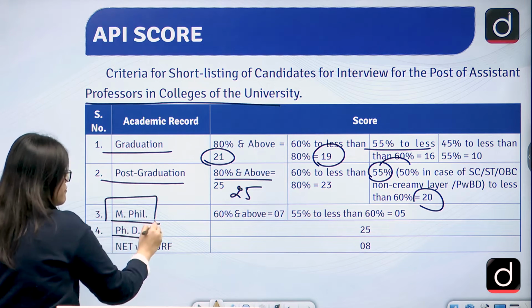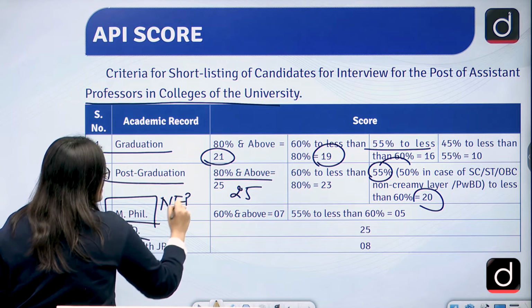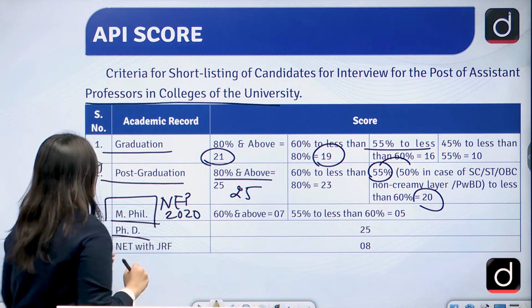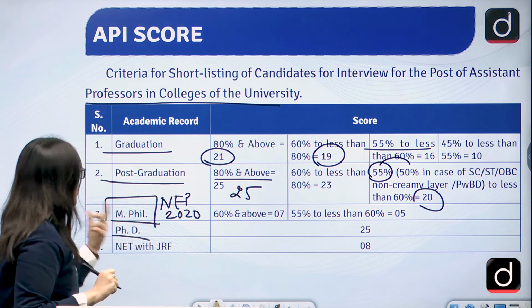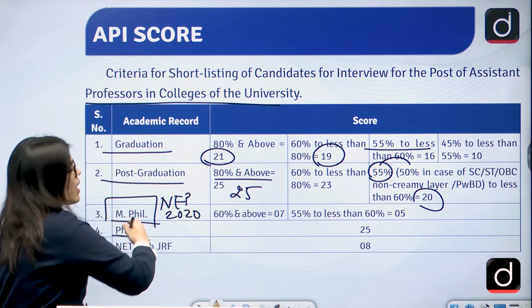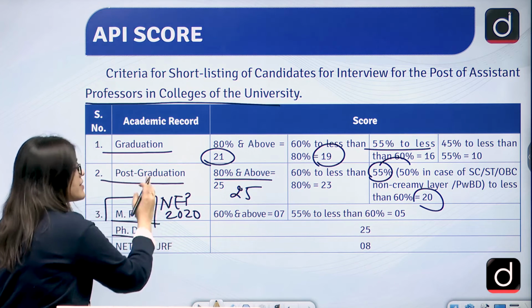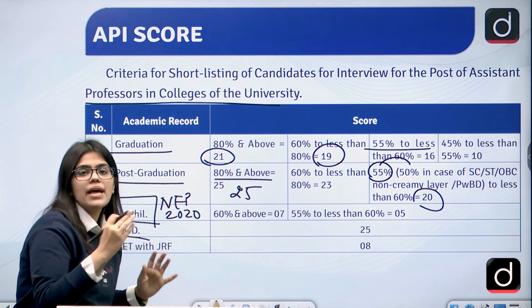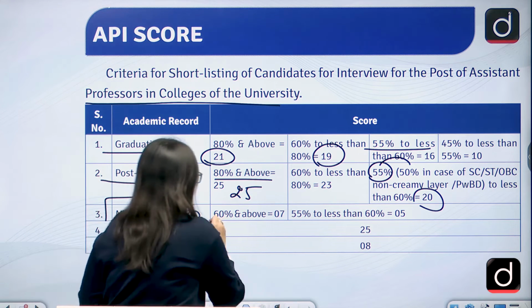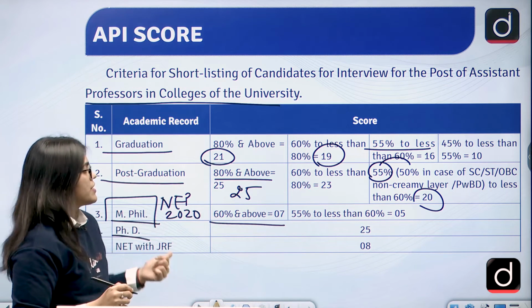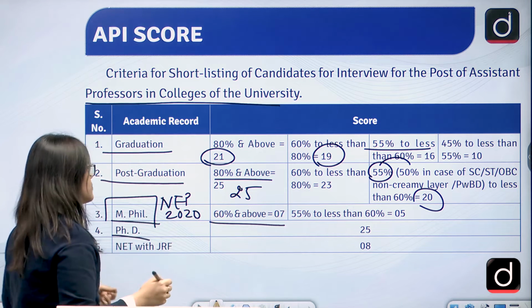Then if you have MPhil, again the rule applies here as well. So NEP 2020 said that PhD would be there and MPhil would be discontinued, right? So what will happen if MPhil is not there? No marks would be awarded to the upcoming people, right? But if you have already done your MPhil till the time it is discontinued, then the marks would be awarded to you. If you have 60% and above, 7 points would be given. 55 to less than 60, 5 points would be given.